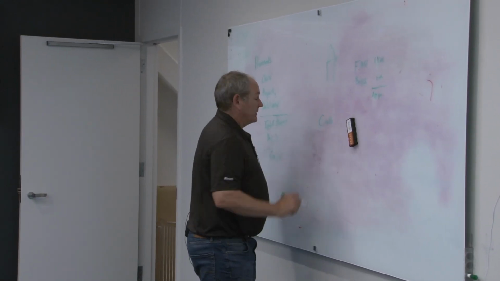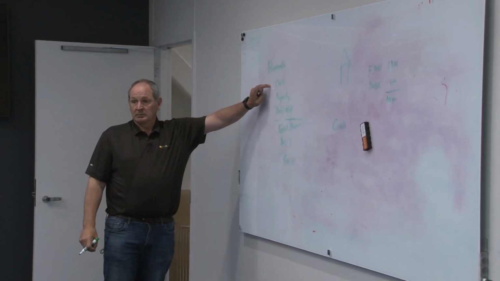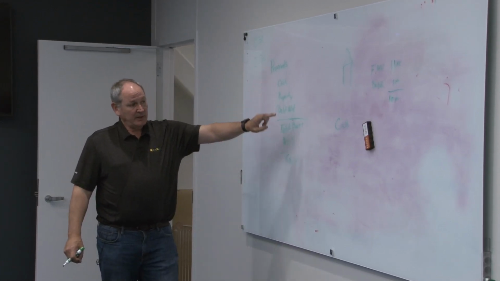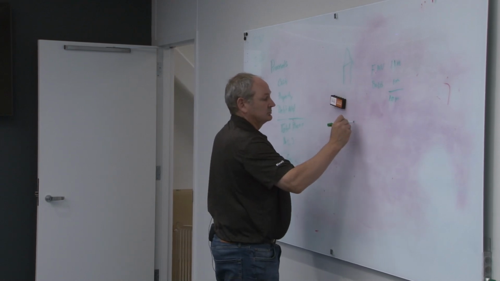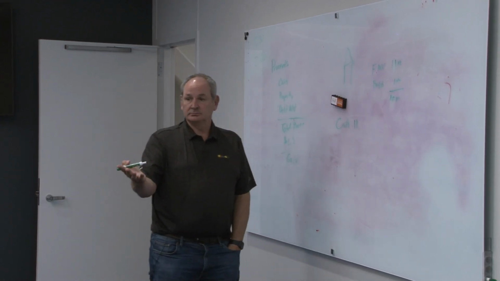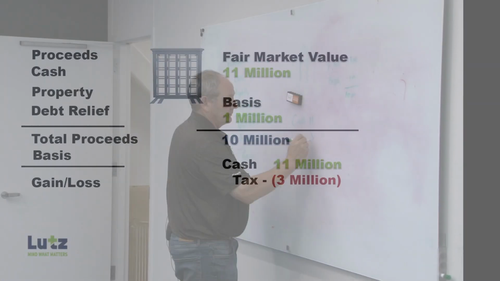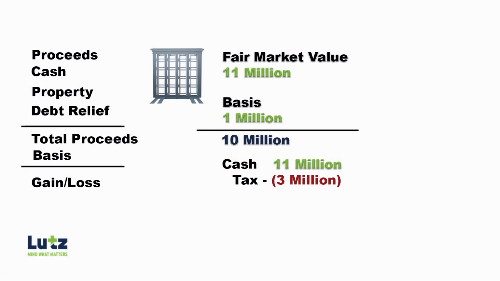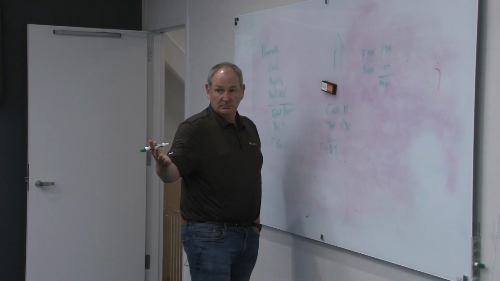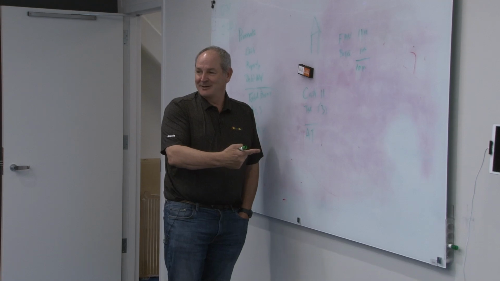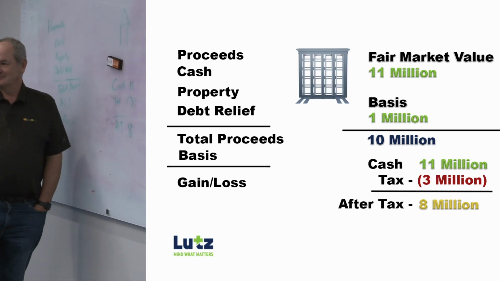So if I sell the building, my cash, which is only a subset of proceeds, is $11 million. How much tax did I pay? 3. My after tax is Blaine, you're quick. Come on, you can do 11 minus 3. It's 8. So how much do you get to deposit in your bank account?